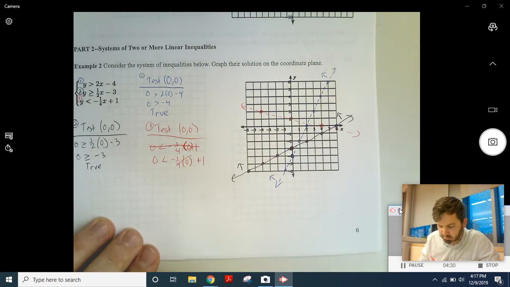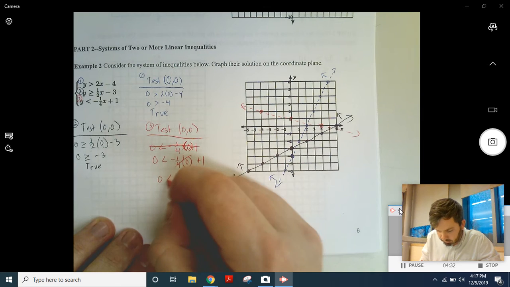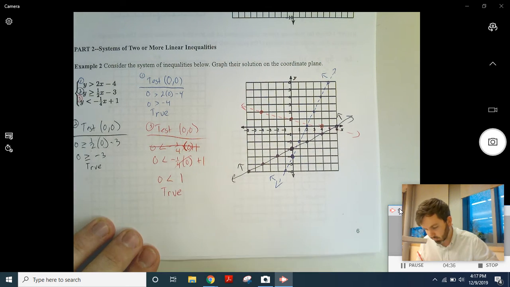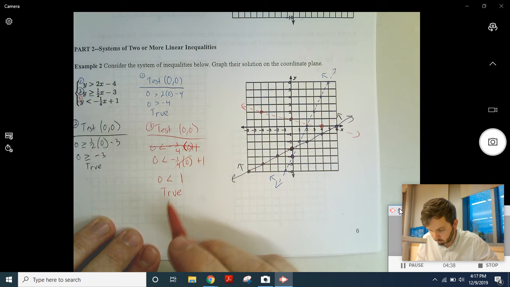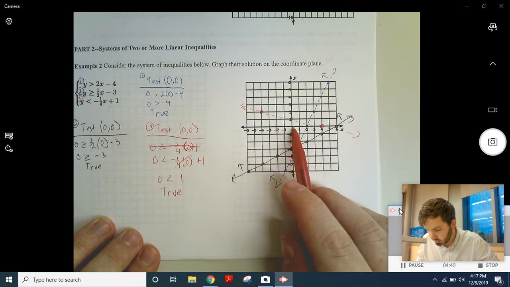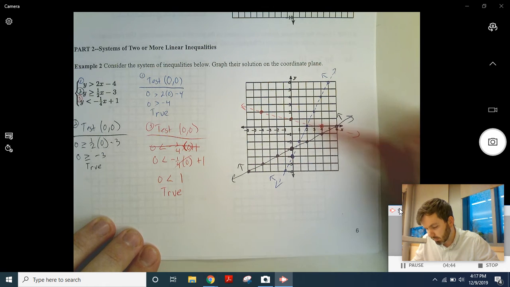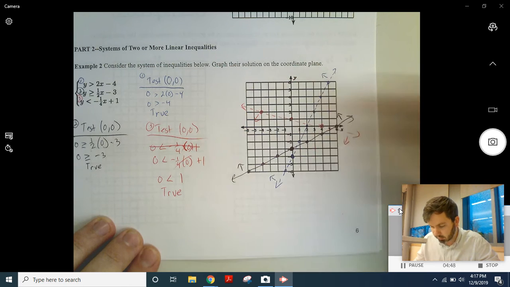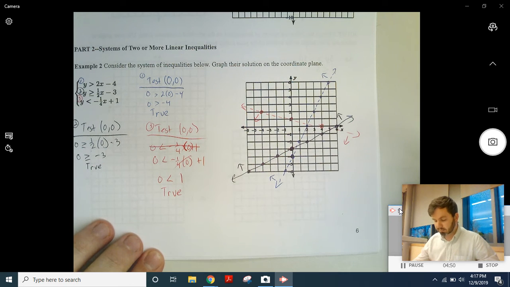-1/4 times 0, that's just 0. It goes away. So 0 is less than 1. Well, that's definitely a true statement. 0 is always going to be less than 1. So we know we want to shade the side with 0, 0. So 0, 0 is the point right here. For our red line, we're going to be graphing this way, shading this way. But I'm not going to graph, I'm just going to put my indicator arrow saying which way we're going to shade.